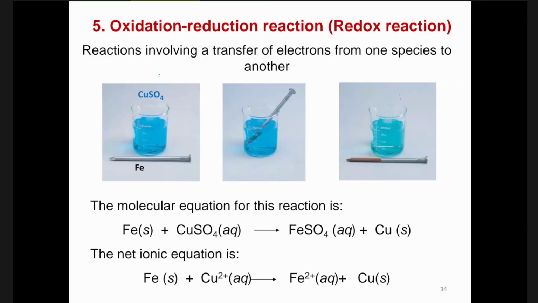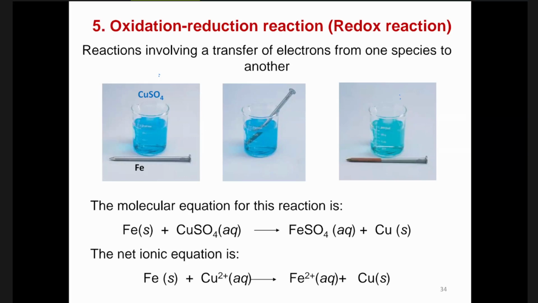Now, we move to the oxidation-reduction reaction. We call it the redox reaction. Redox means reduction-oxidation reaction. As we mentioned, the reaction involves a transfer of electrons from one species to another.